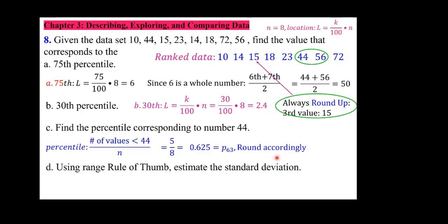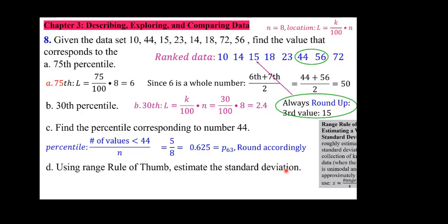And the final question on this one is, using the range rule of thumb, estimate the standard deviation. I hope you remember when we did the range rule of thumb, it was mu plus minus 2 sigma. That means 2 standard deviations on each side. That is the range rule of thumb. 2 on each side, that means a total of 4 standard deviations.